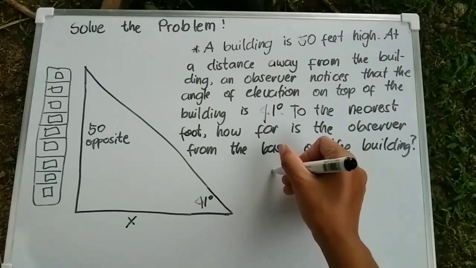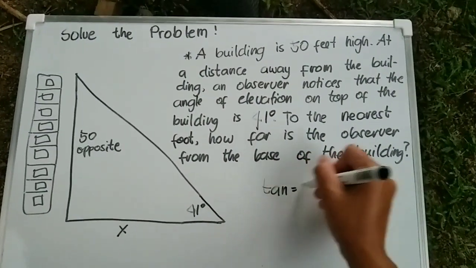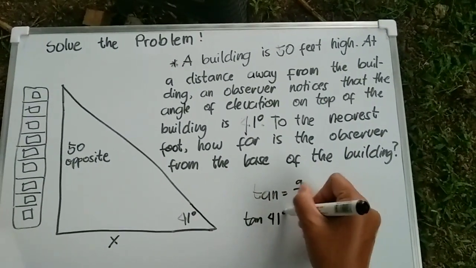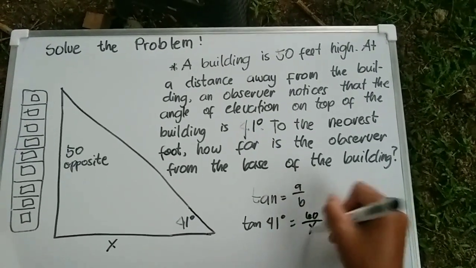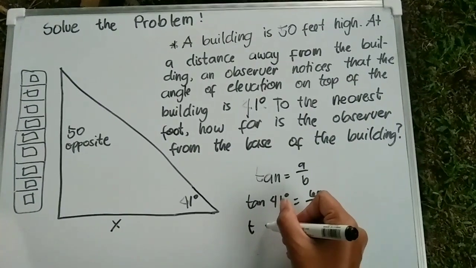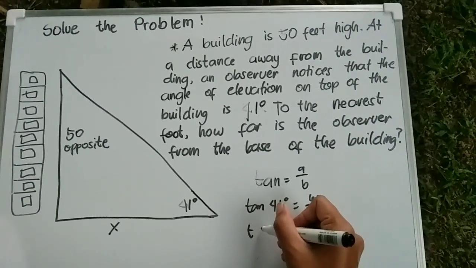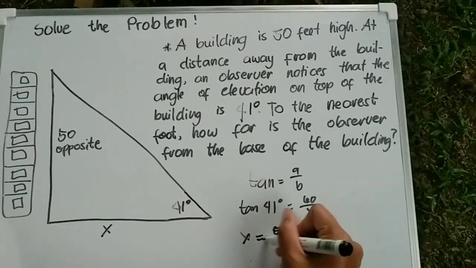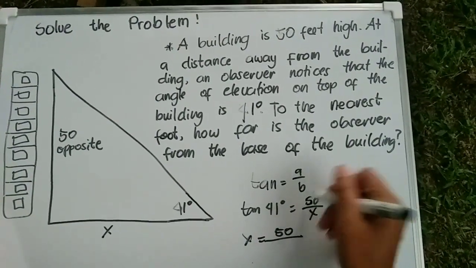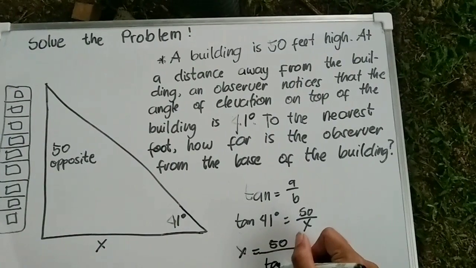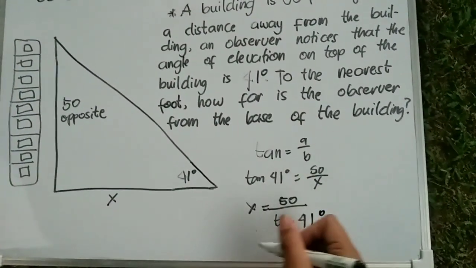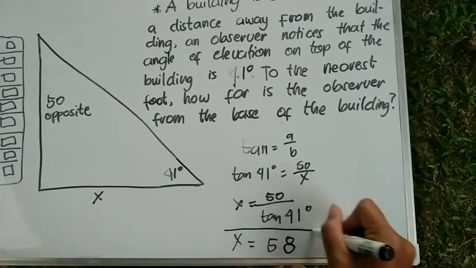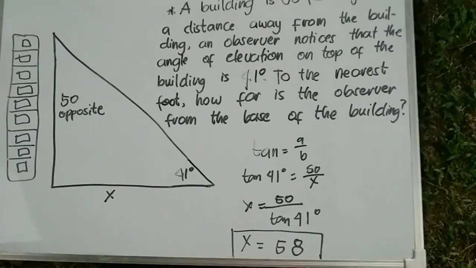So the trigonometric function that we should use is tangent theta, which is equal to A over B, or the opposite over the adjacent. So we have tangent 41 degrees is equal to 50 over x, or the adjacent. So x is equal to 50 over tangent 41 degrees. If we solve it using the scientific calculator, we will get 58. So it means that the observer is 58 feet from the base of the building.